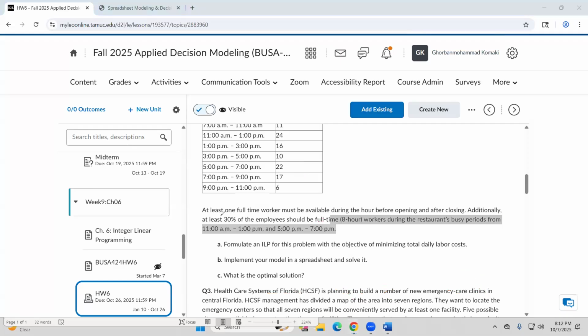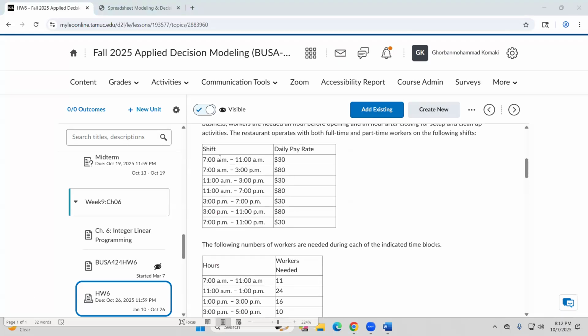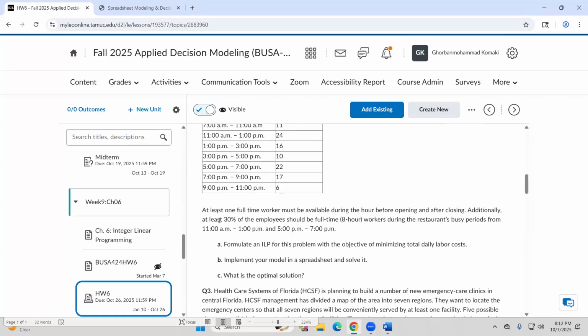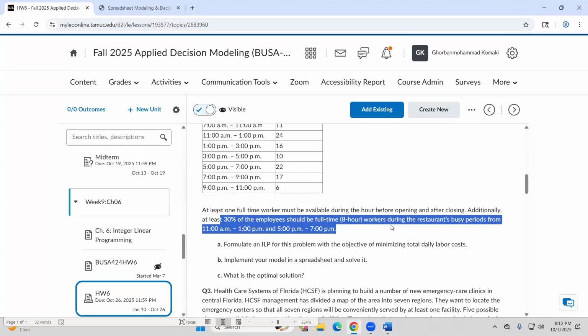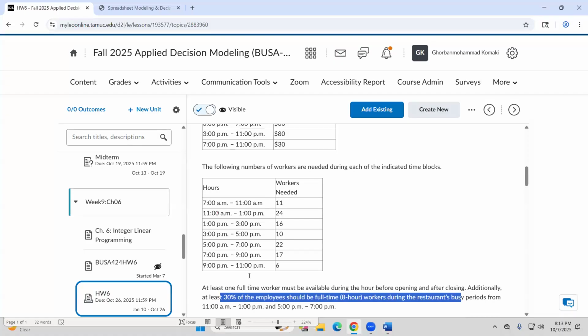So here it says at least before and so on. That's okay. So that means the value of the, okay, X1 and X7 should be greater or equal 1. Okay, so one of them. Then it says at least 30% should be full time during the busy period. So busy period is 11 to 1.